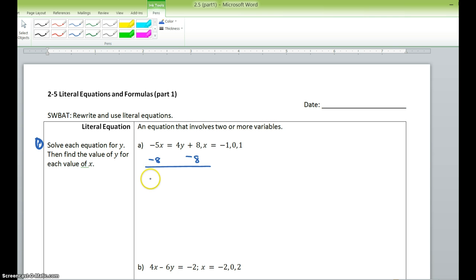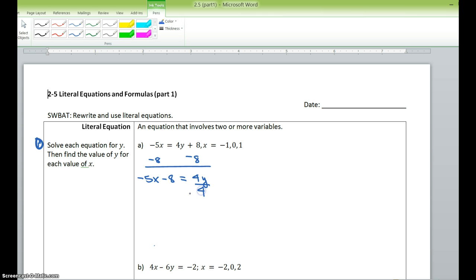Here's a big difference from what we did before. These are not like terms. So I'm going to write them side by side. Negative 5x minus 8. Can't combine them because this one has an x and this one does not. Equals, the 8's cancel out, so 4y. Y is not alone, and I need it to be.